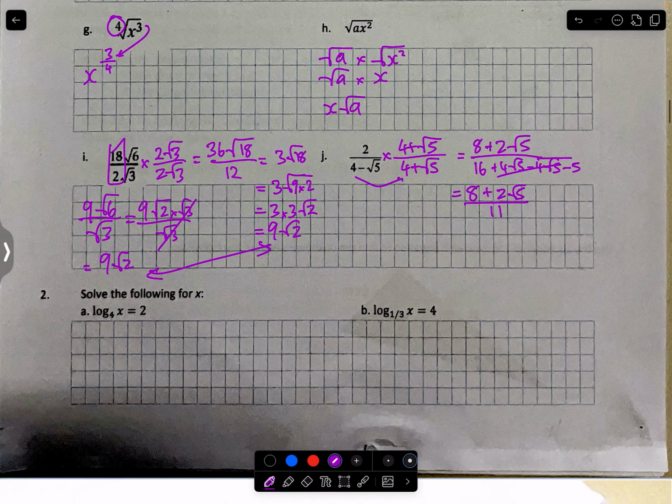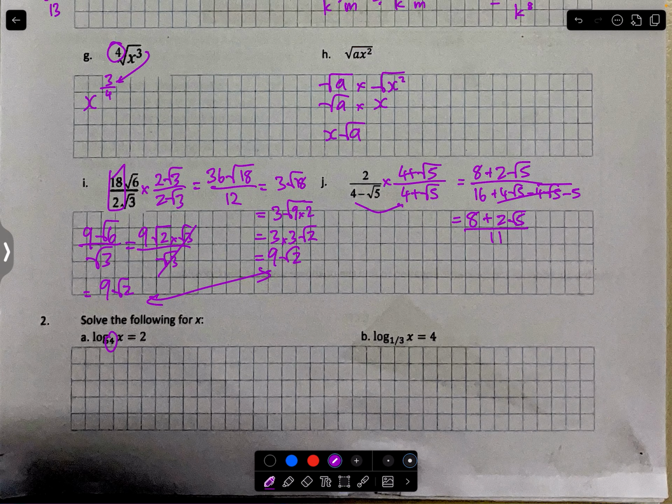Solve the following for x. Base number is 4. Answer is x. It's raised to the power of 2. So 4 squared is equal to x. What is 4 squared? 16 is equal to x. Base number is a third. That looks like a 2 to me. Raised to the power of 4 is equal to x. Apply the power to the top and the bottom. 1 to the 4th is 1. 3 to the 4th, 3 times 3, 9 times 3, 27 times 3, 81 equals x.